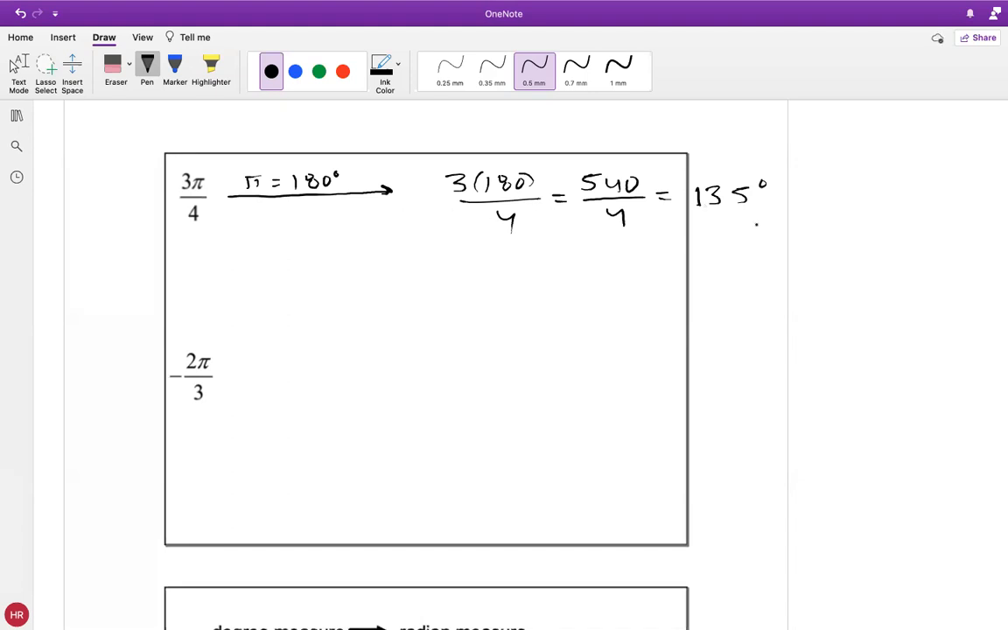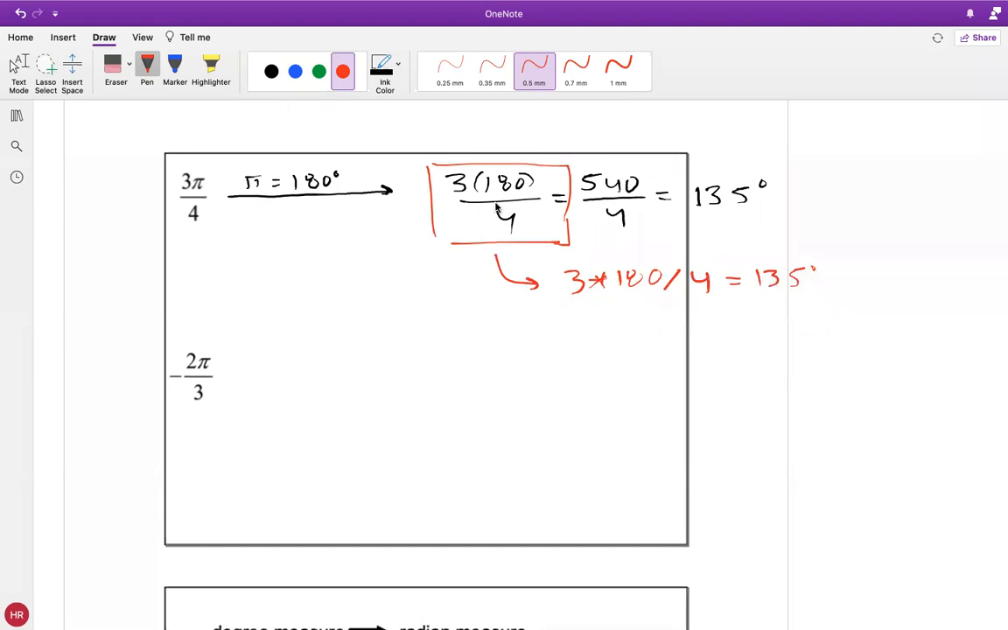If you want to do this in your calculator, once you get to this step here, I'm going to write that underneath it. I'll put a little arrow. Once you get to this step, you can just go right to your calculator. You type in 3 times 180 divided by 4, and that's going to give you 135.